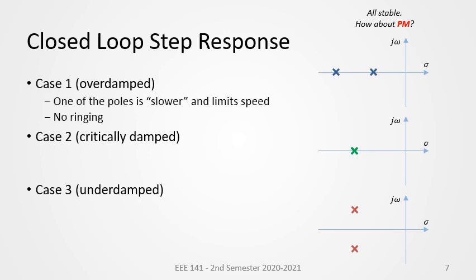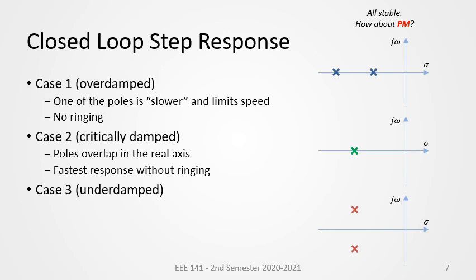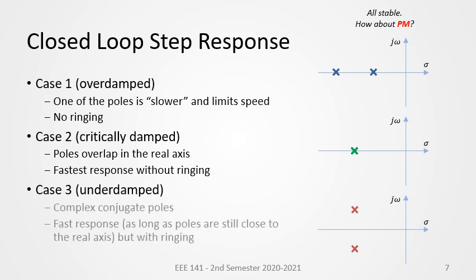In the overdamped case, the poles are real and apart. Thus, one of the poles is slower and limits the speed of the response. There is also no ringing or oscillation as the poles are still real. In the critically damped case, the poles are overlapping in the real axis. Thus, no one pole is limiting the speed, and the fastest response without ringing is achieved. There is no ringing since the poles, again, are still real.